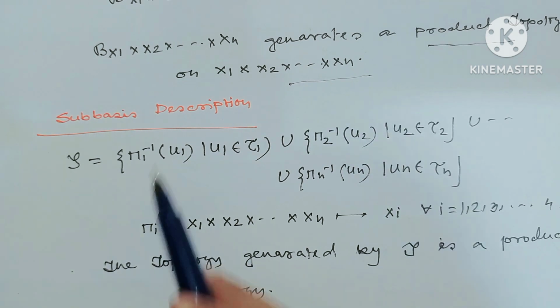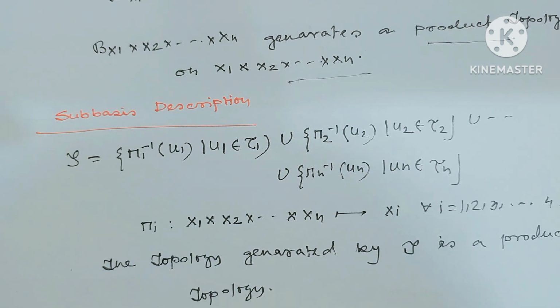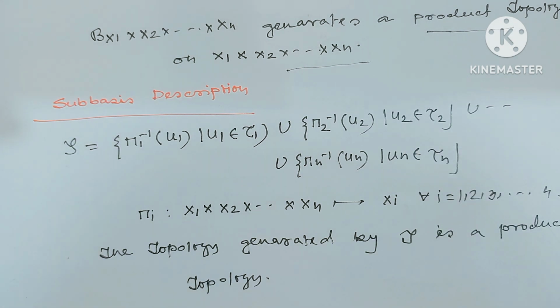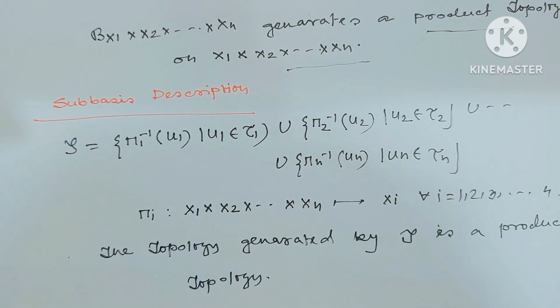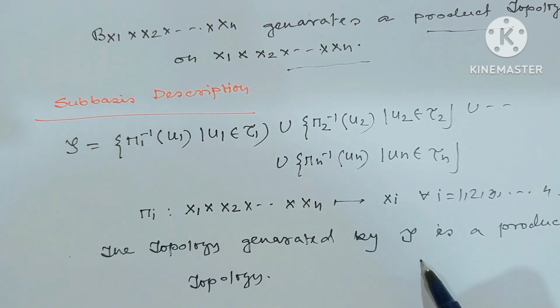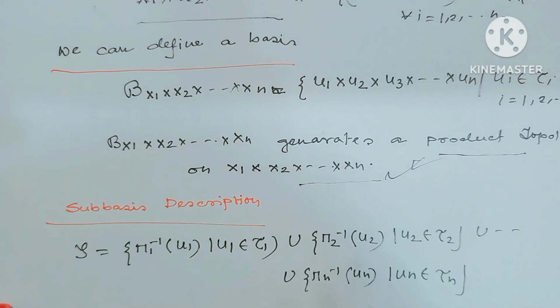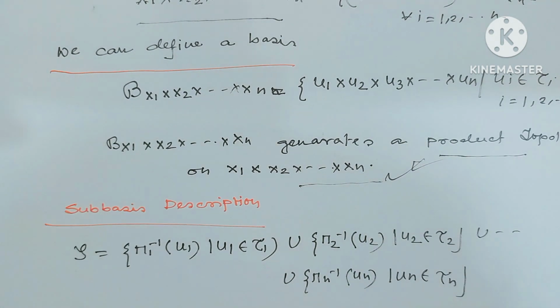where this πi obviously means the projection map, πi: (x1, x2, ..., xn) maps to xi, for all i equal to 1 up to n. Then this is the subbasis description. This also generates the product topology. That means these two are the same, but this is not the same for an arbitrary Cartesian product.